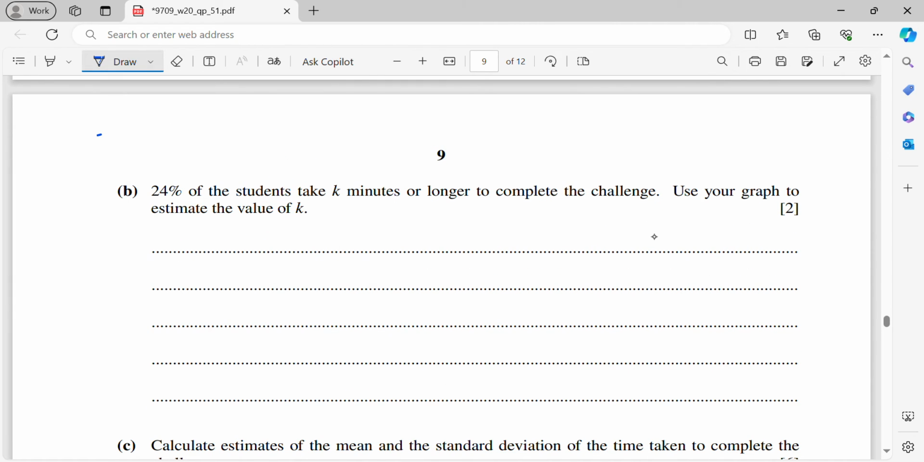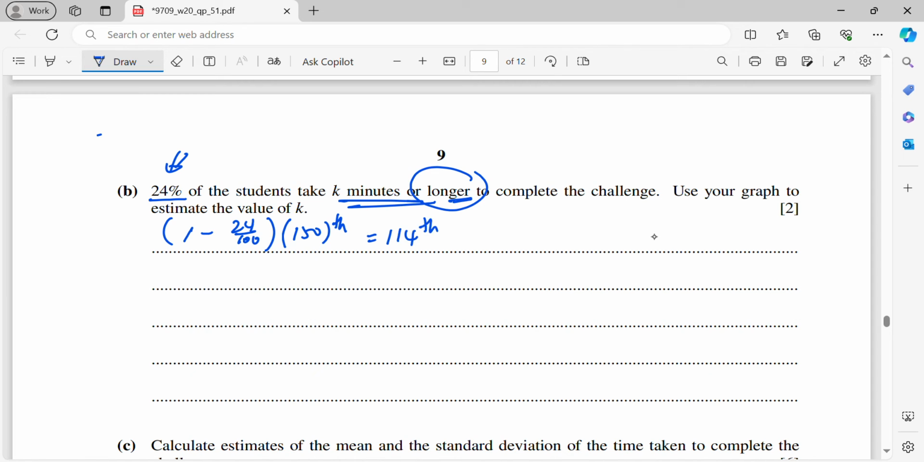Now B, 24% of students take K minutes or longer to complete the challenge. Use your graph to estimate the value of K. Because of longer, that means this 24 is not the bottom 24, it's the top 24. So I will just write 1 minus 24 over 100, because a percentage you change to decimal, it must be over 100. Then you times the total, just now 150. So therefore this is going to be 114.